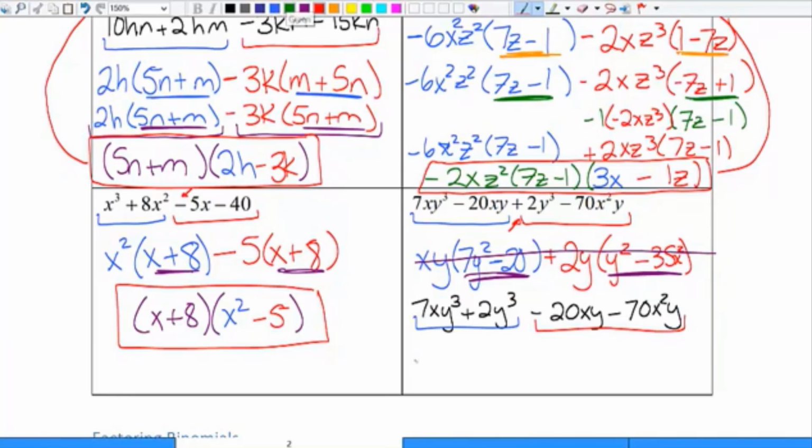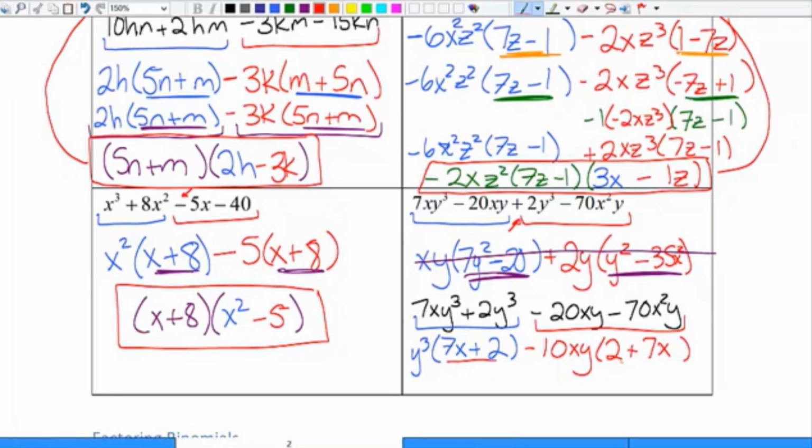In the blue group, it looks like I can factor out a y cubed. And I'm left with 7x plus 2. In the red group, I can factor out a negative, because the first term is negative. Out of 20 and 70, I factor out a 10. Between xy and x squared y, I can factor out an xy. And that leaves me with negative 20 divided by negative 10, that's positive 2. Xy divided by xy, that's 1. Negative 70 divided by negative 10 is positive 7. X squared y divided by xy, that's x.